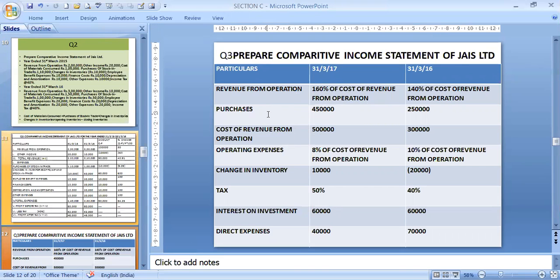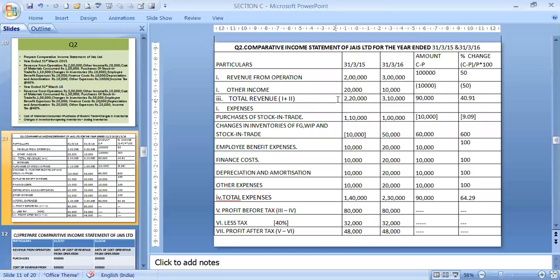Over here, purchase is given, change in inventory is given. You will also notice operating expenses, 8% of cost of revenue from operation. So this is the sum altogether, which we have to see while doing it. So this much we have done, students. This is your homework sum. I, in fact, removed one part from this homework. This is what we call an illustration sum.